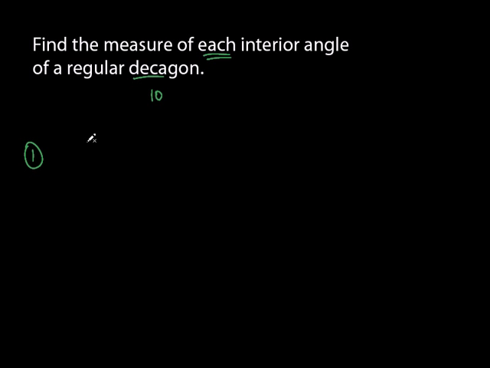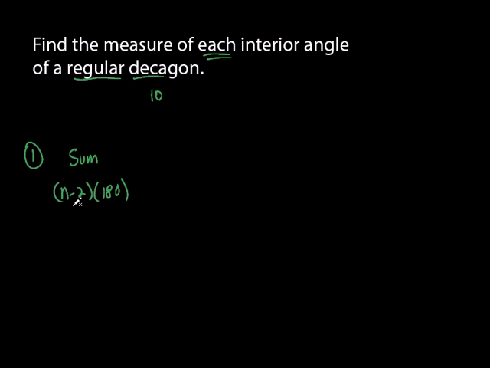Let's do it the way with the first, not definition, but the first formula that I gave you: n minus 2 times 180. We want to find the measure of each interior angle of a regular decagon, meaning all the angles are equal to each other. So you could find the sum first. Find the sum of all the angles first, which is n minus 2 times 180. Now that gives you all the angles added up.